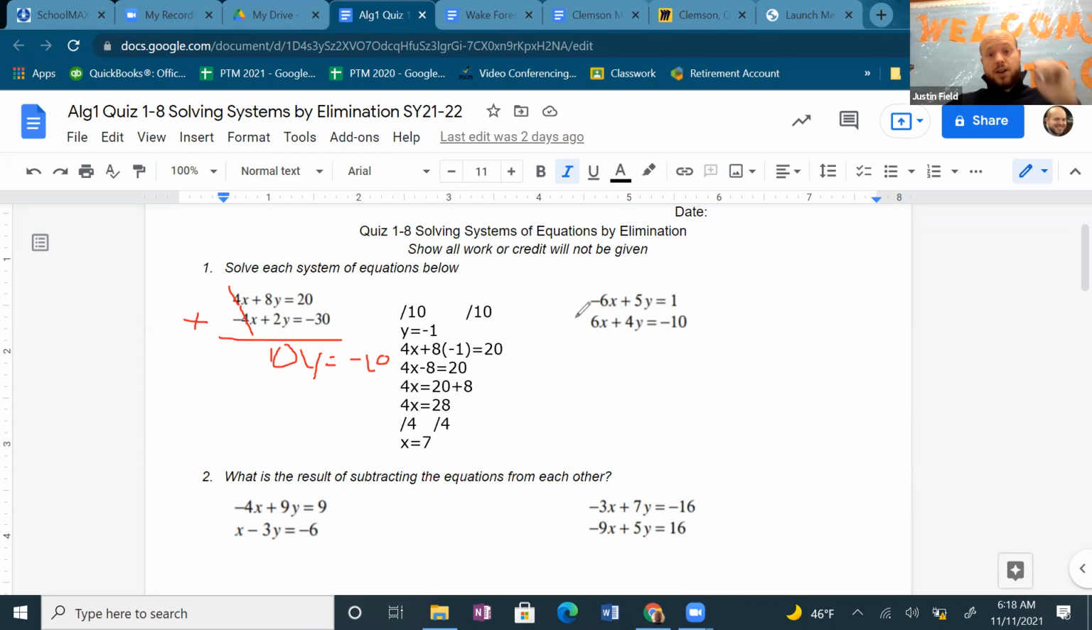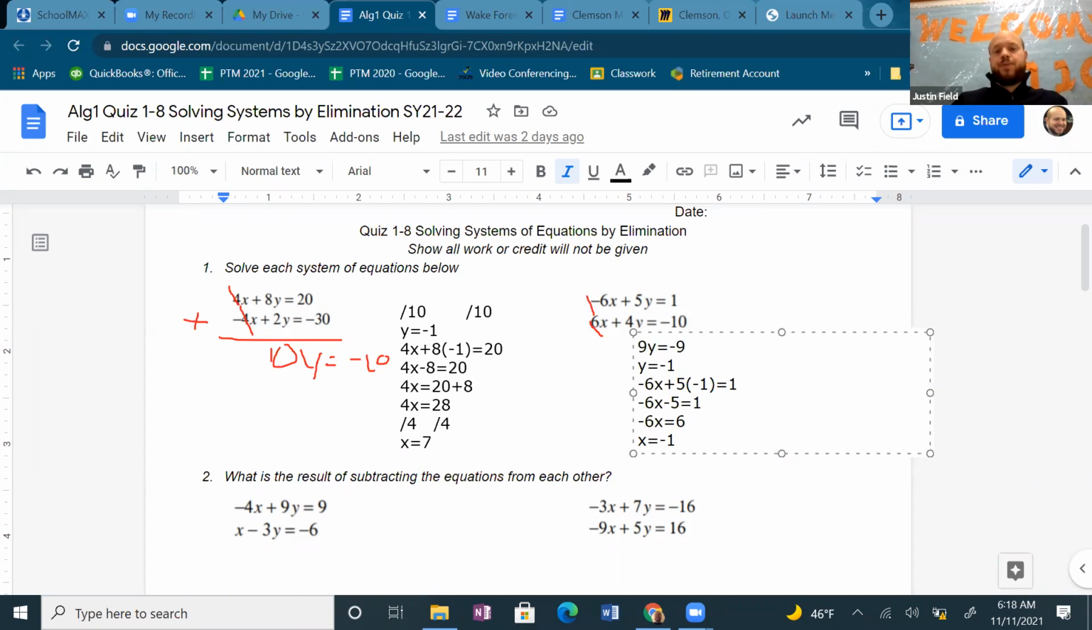Now the same thing happens here. The x's cancel again, and this time, how many y's do we have? Yeah, 5 plus 4 is 9y equals negative 9. Add those together. Again, y equals negative 1. Substitute. And then we get negative 6x minus 5 equals 1. So we get negative 6x equals 6, and then we get x equals negative 1. All right, so those are the first two.